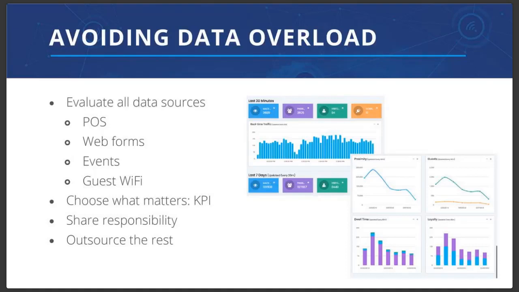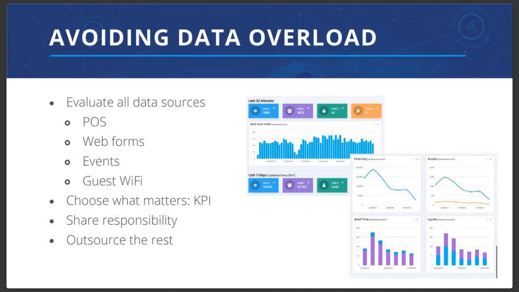But I think the thing that's most important is to choose what matters to you. What are you interested in looking at? Because there's just too much information coming in. You need to know what to look at. Those are your key performance indicators, or KPIs. There's an old expression that says, inspect what you expect. So if you're measuring food costs, labor costs, whatever it is that you're measuring, have a KPI for that. And so you're looking at that specific data.